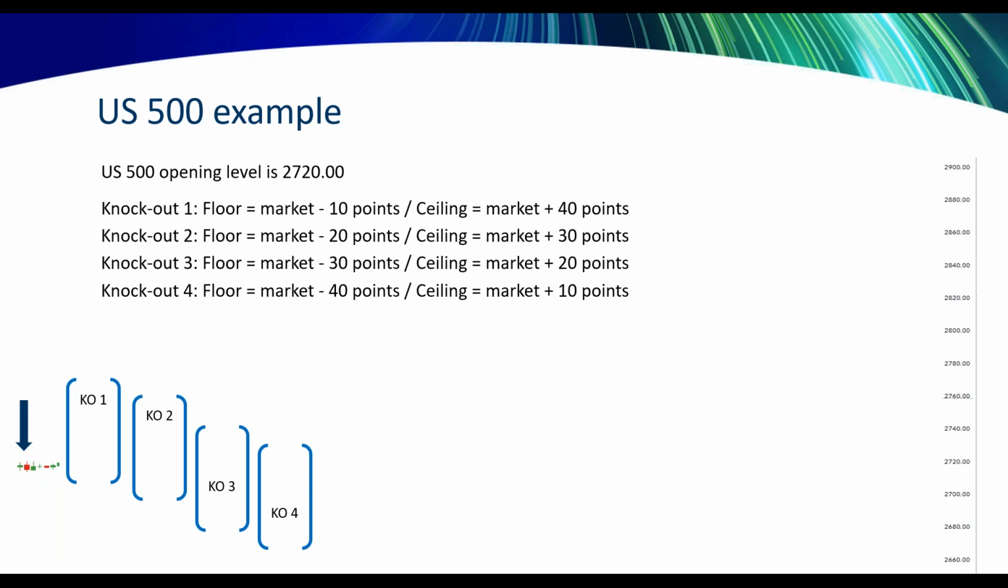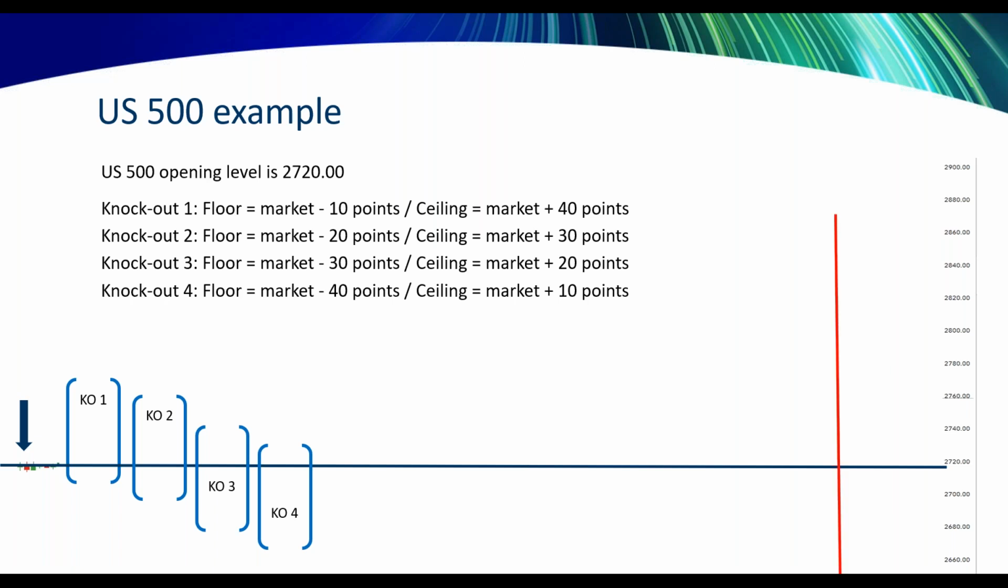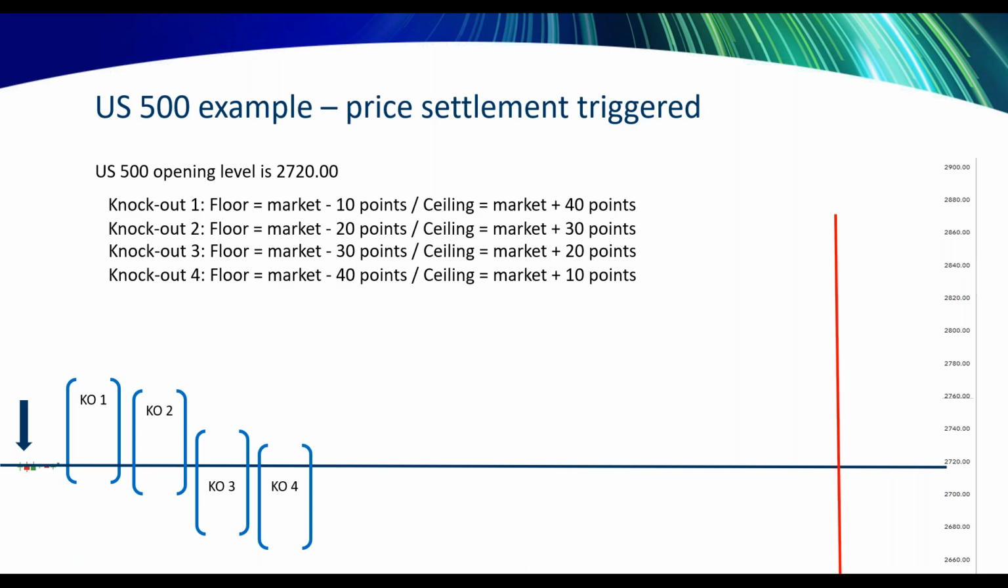There are 4 different knockouts, and I've got the math up there, but for knockout 1, the floor is 10 points lower and the ceiling is 40 points higher, so there's a 50-point spread. For each one of these knockouts, there's a 50-point spread, just at different levels within the market. So here we are at 2720, and let's take a look. What happens if the S&P 500 were to go higher? Oh, and here, by the way, the red line is the end of the week.